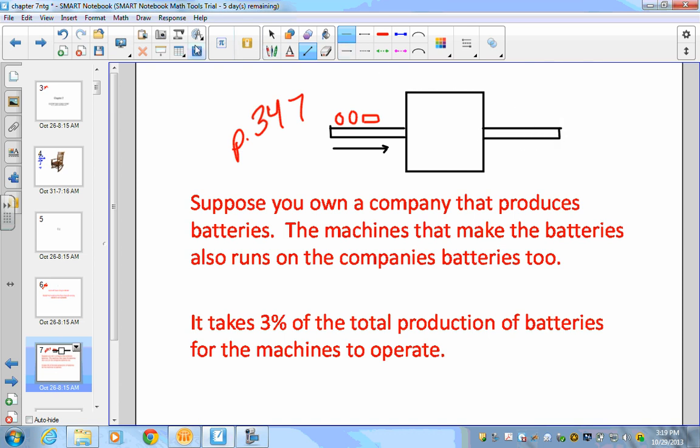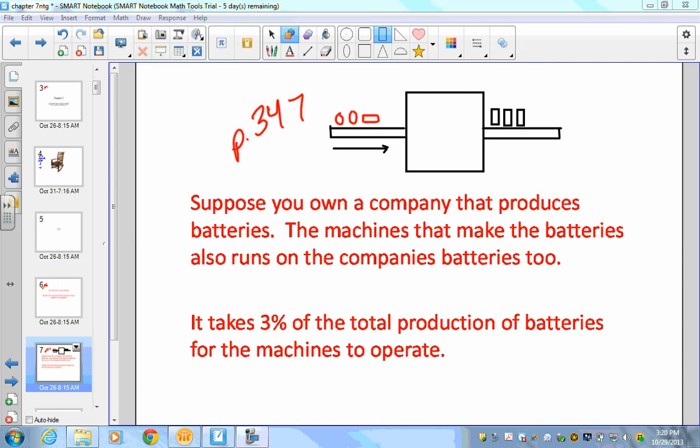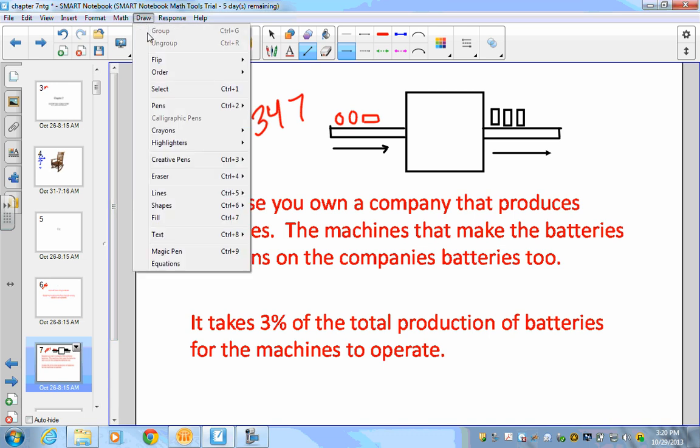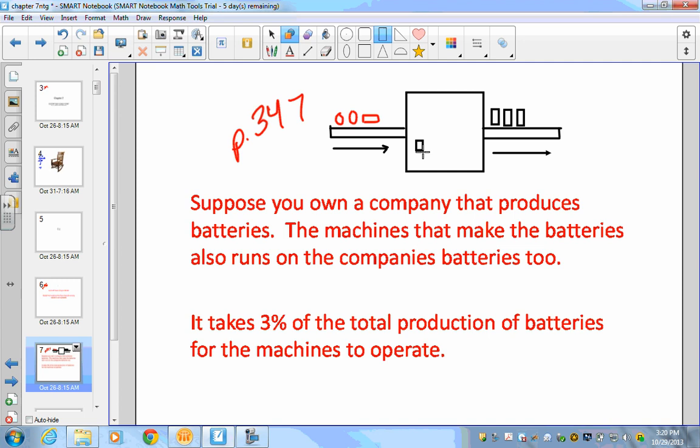Okay, so let's see if I can draw this really quick. All right, there's our batteries. Now our batteries are leaving the machine and going to, I guess, the packaging area. Here's another thing to take note of: the question also says that our machine runs on the batteries that it produces. So it runs on its own batteries, so to speak.